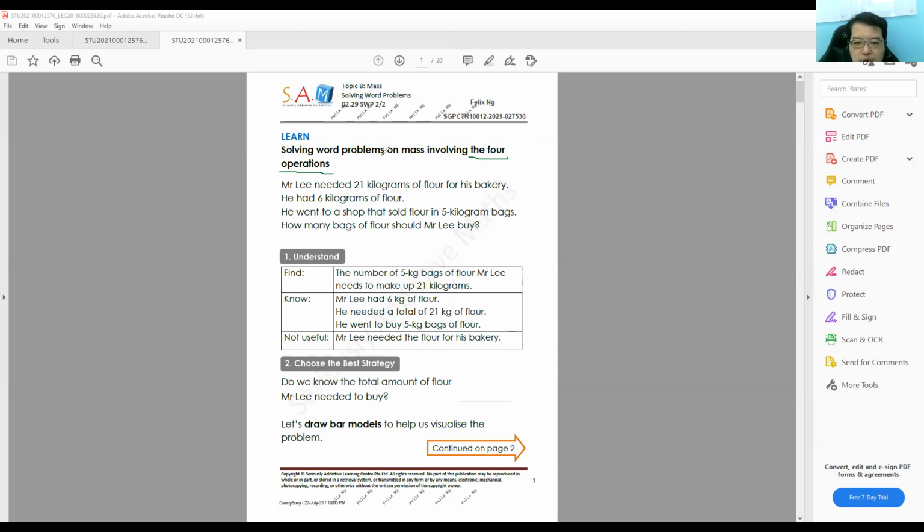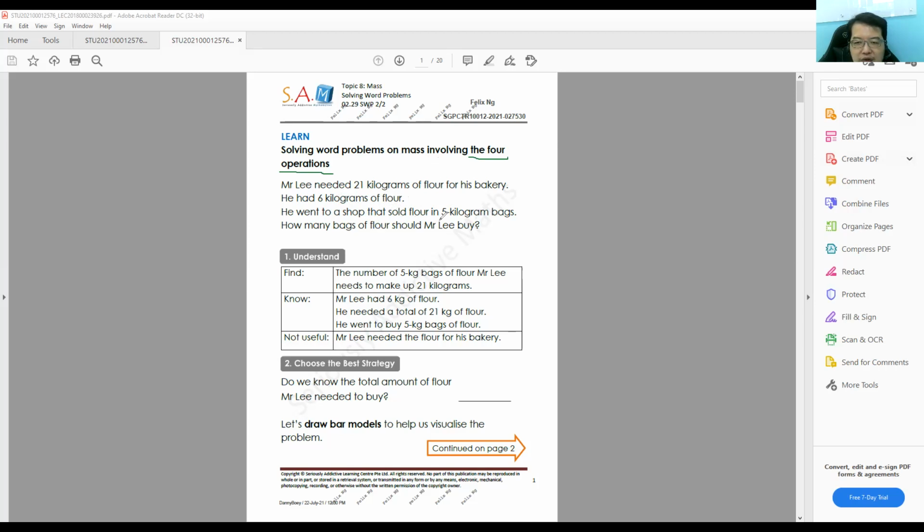So let's take a look at the first question, or the sample question. Mr. Lee needed 21 kilograms of flour for his bakery. Right, 21 kilograms of flour for his bakery. He had 6 kilograms of flour. He went to a shop that sold flour in 5 kilogram bags.